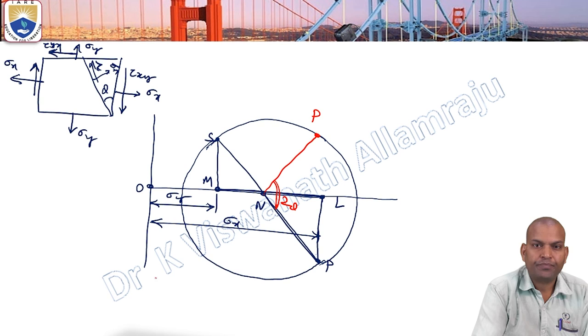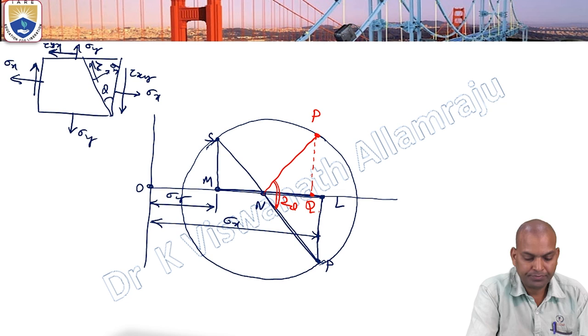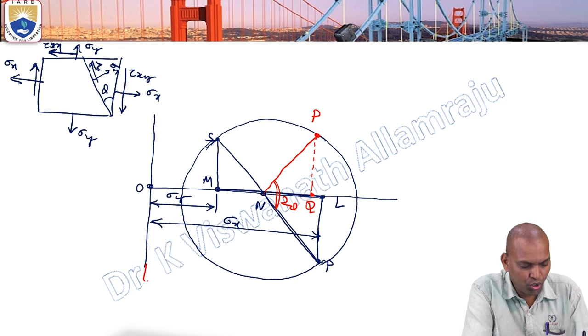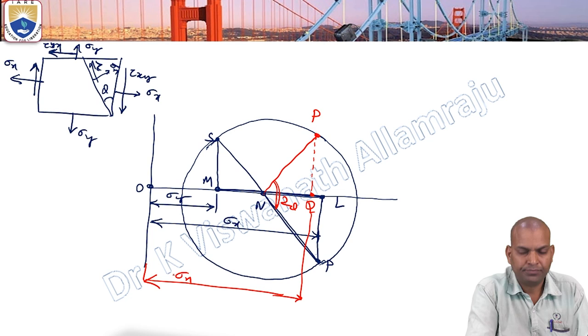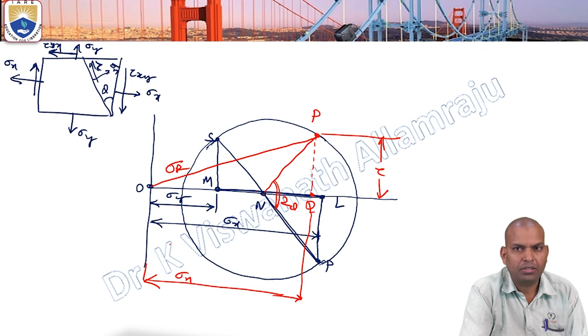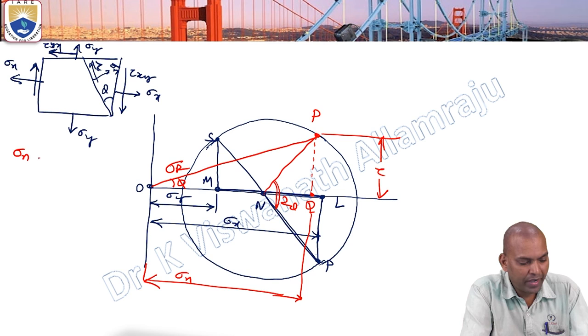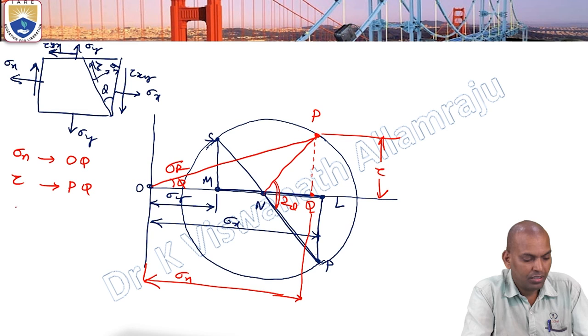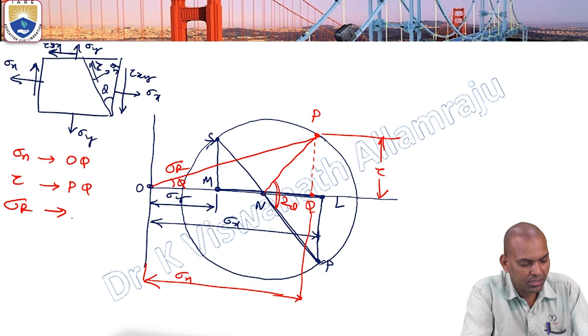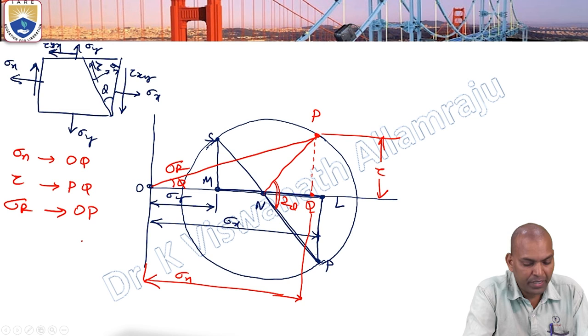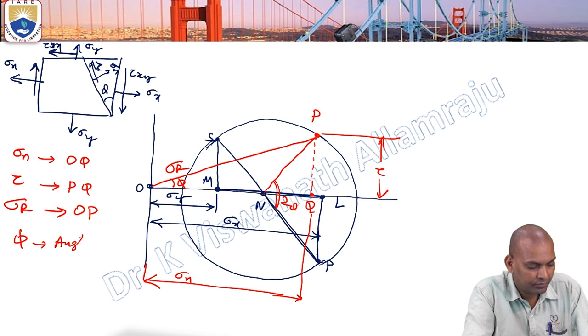Now project this point P on a horizontal line, Q. Now the distance OQ gives sigma n. If you measure the linear distance QP, it gives tau. The OP gives sigma R. And the angle of inclination of sigma R with OL gives the angle of obliquity. So sigma n is the distance from O to Q. Tau is the shear stress on the oblique plane, that is the PQ distance. And OP gives sigma R, the resultant stress. The angle of inclination of OP with OL is phi, the angle of obliquity.